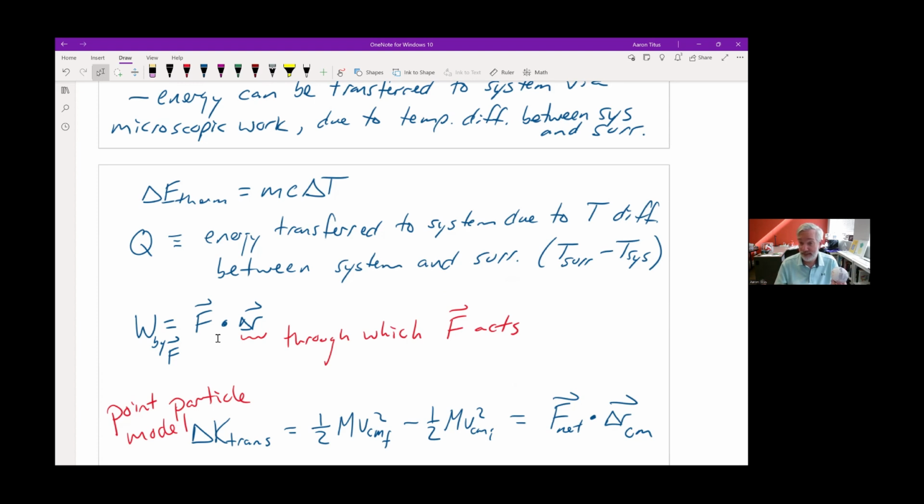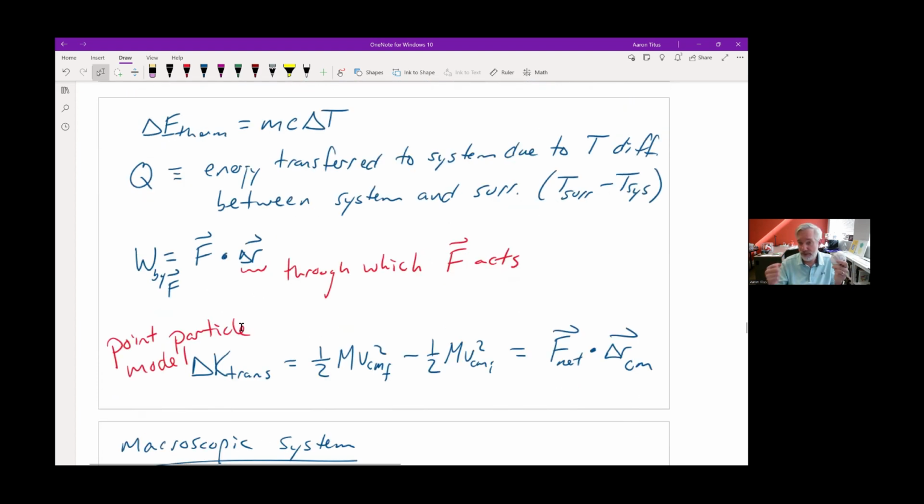And that becomes important because if you have a deformable system in some way, the center of mass displacement can be different from the displacement through which a force acts. So the net force dot the center of mass displacement is equal to the change in translational kinetic energy, if you treat the system as a point particle. But if you calculate the real work done on the extended body, it's the sum of the force dot displacement. And that's not the same.